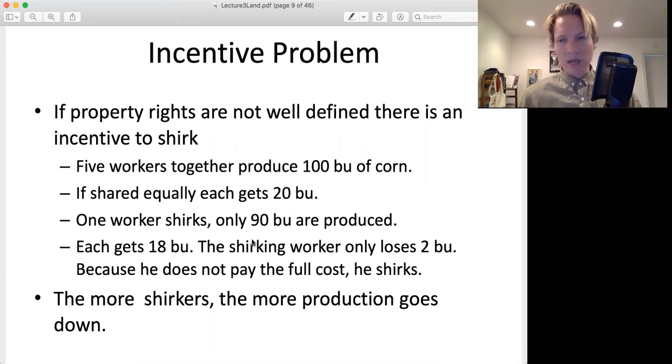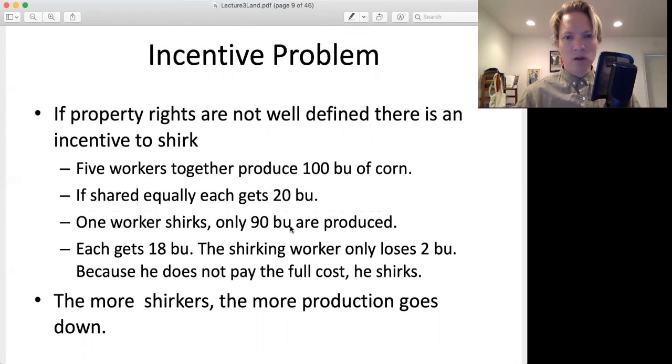Now, if I just decide to shirk, and I just don't work as hard, the overall output is lower, to 90, but I'm still going to get 18. So even though, let's say I reduce my effort by half, and so there's 10 less bushels, I only lose 2. So there's this incentive to shirk. Even though the ideal is good, hey, we're all going to share equally, we can observe through history a switch from communal to private property, and in every case that I'm familiar with, yields go up tremendously.